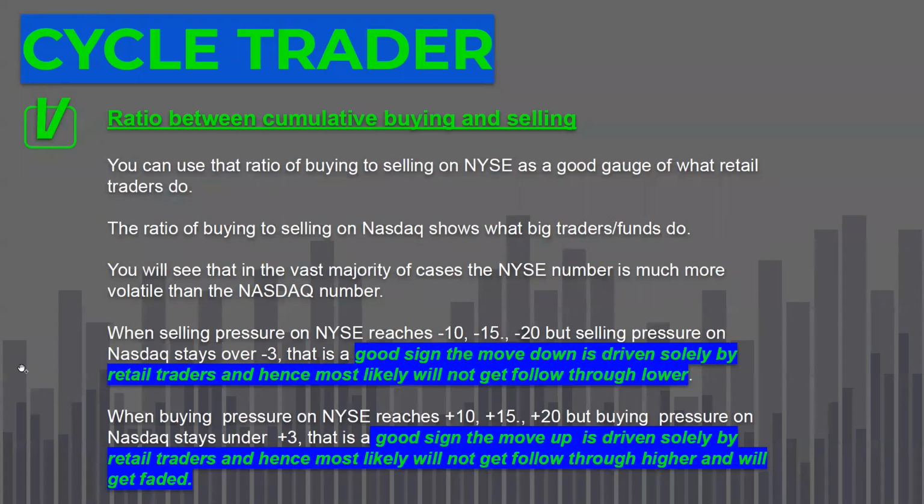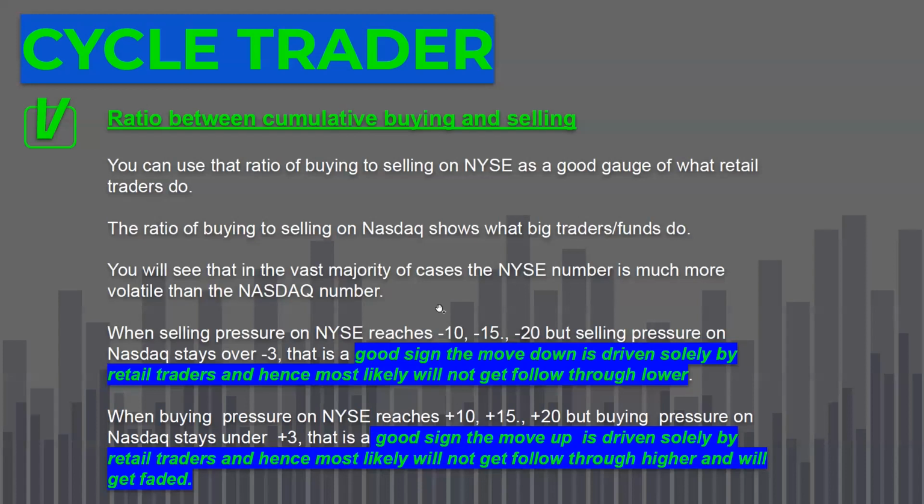Another interesting story. What I personally figured out is that NYSE volume numbers are much more volatile than those reported for Nasdaq. And this is why when we see that cumulative selling exceeds cumulative buying by -10, 15, 20 times, that tells you that retail goes bananas. They got emotional. The move down is driven by fear, and therefore it's unsustainable if at the same time Nasdaq numbers would be like -1, -2, maybe -3.